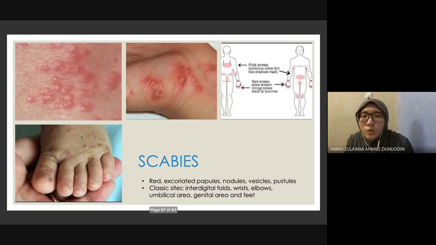So first we go through scabies. Scabies is very common in childhood. It has its own classical areas, which consist of the sites over here: the armpits, the umbilicus, the genital area, the knees, the fingers, the hands, and the wrist. It presents as red excoriated papules, nodules, vesicles, and pustules, as you can see from the picture.